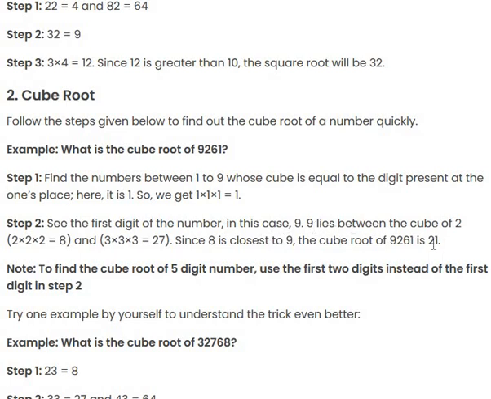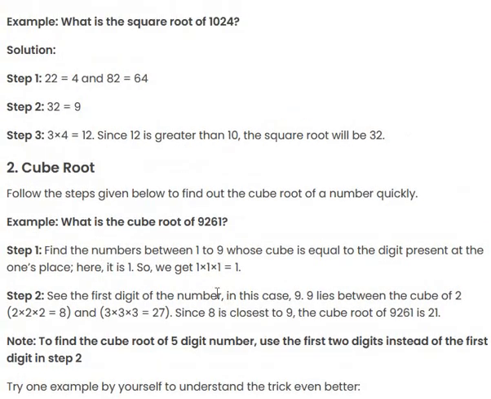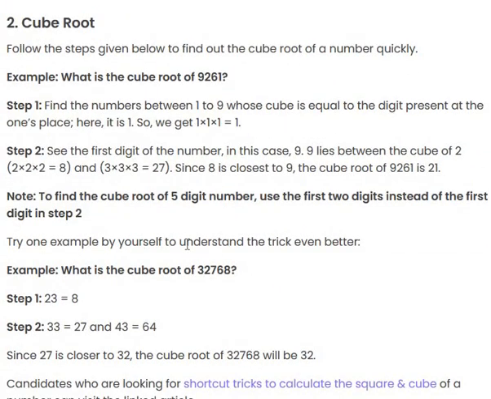9 lies between the cube of 2, 2 into 2 into 2 is equal to 8, and 3 into 3 into 3 is equal to 27. Since 8 is closest to 9, the cube root of 9261 is 21. Now, to find the cube root of a 5-digit number, use the first two digits instead of the first digit in step 2. Try one example by yourself to understand the trick even better.